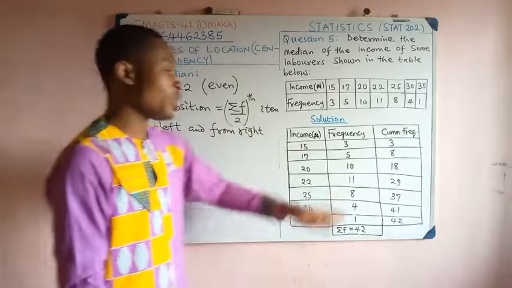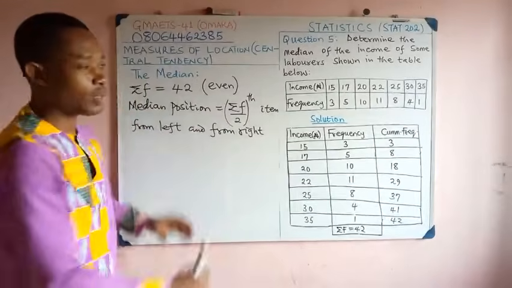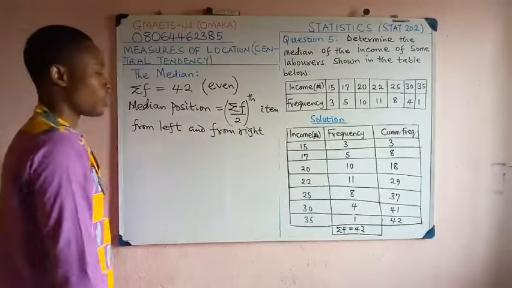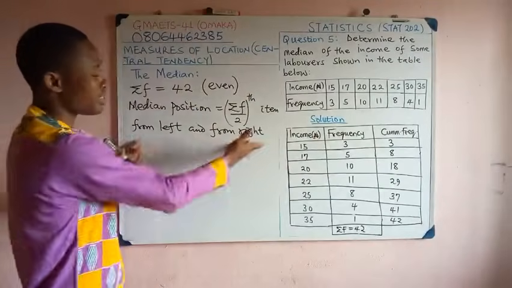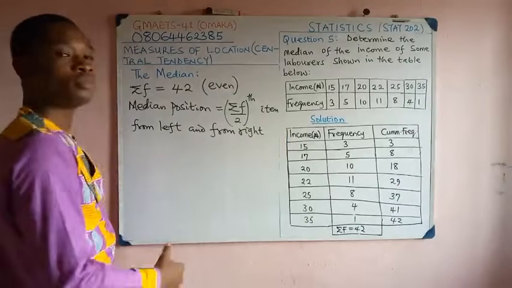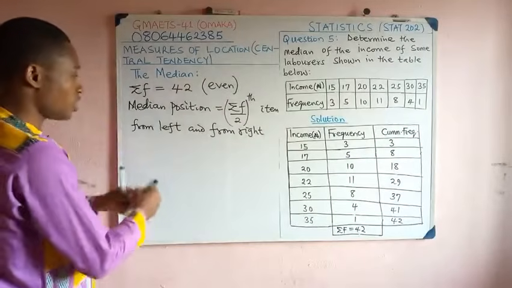But take note that since we're dealing with a table, it is from top to bottom and bottom to top, okay? The concept of left and right is for problems where you don't have frequency. No frequency given, you talk about left and right, although they're still the same. Left to right, top to bottom. Right to left, bottom to top. Good, let us obtain summation F.